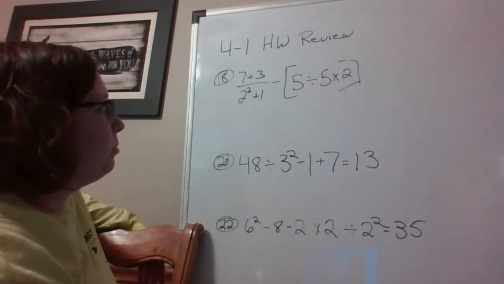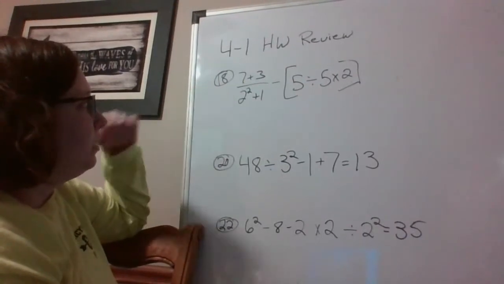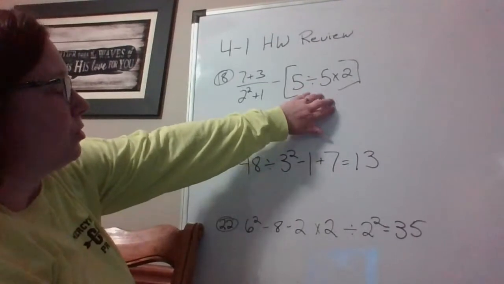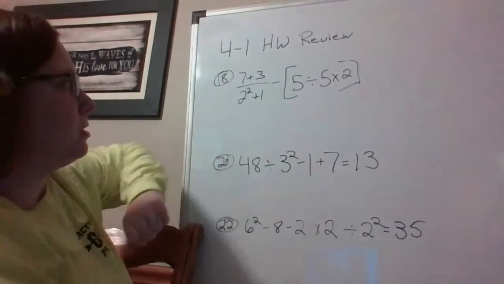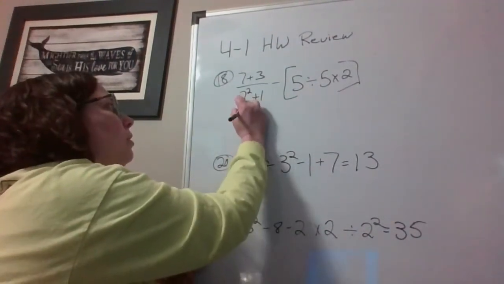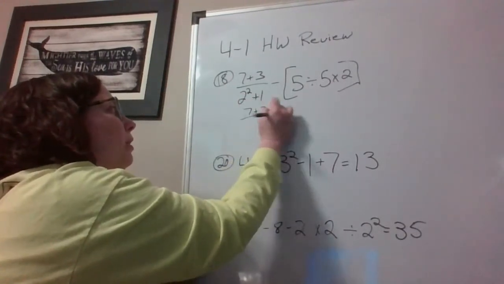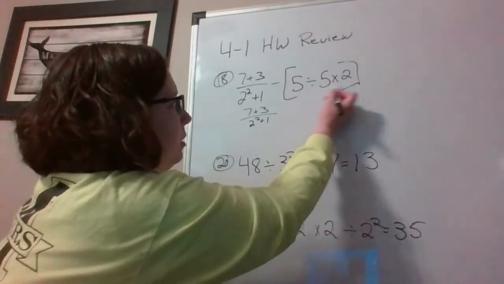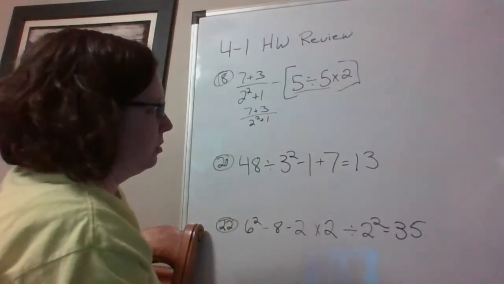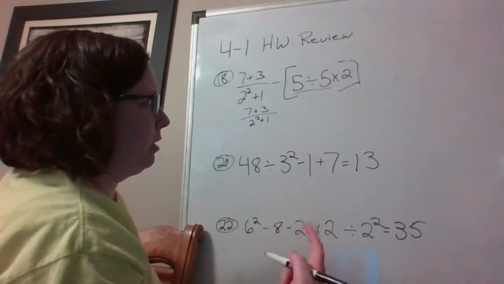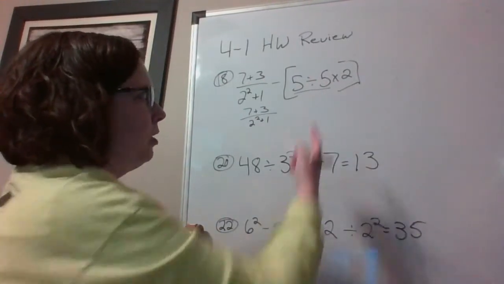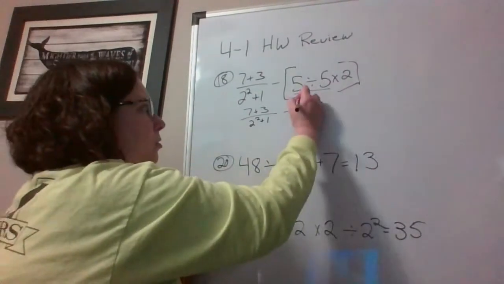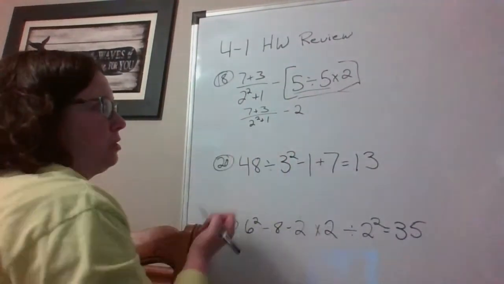Our last 3 problems, number 18, again, we're using our order of operations. First thing we need to do is these grouping symbols. We have brackets this time instead of parentheses. So we are going to take care of everything that's in there. Let's see, left to right, we would do the division first. 5 divided by 5 is 1. 1 times 2 would be 2. So that whole bracket simplifies to 2.